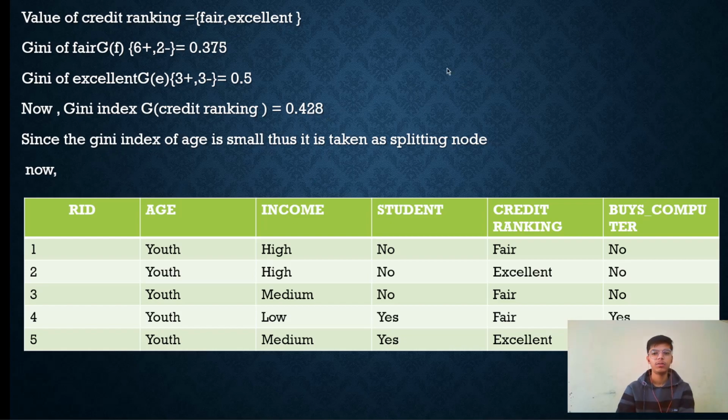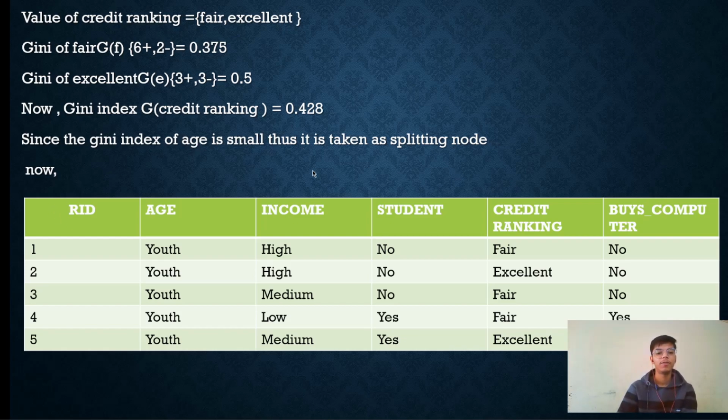Now, since the Gini index value of age is the smallest, it is taken as the splitting node. So we will do just the opposite of information gain. In information gain, the attribute which has maximum information gain is considered as the split node or root node. Here the scenario is different. Here the attribute which has minimum Gini index is considered as the splitting node or root node.